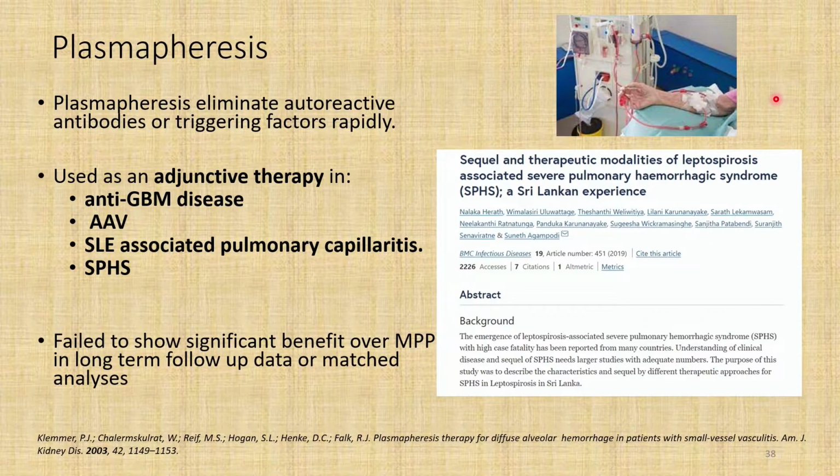A word on plasmapheresis, it eliminates the autopathogenic antibodies, and usually it is used in specific instances like anti-GBM disease, ANCA vasculitis, and SLE, and like we know in leptospirosis with severe hemorrhages. And it is important to know that it's only an adjunctive therapy, right? So this is a study done in the teaching hospital Karapitiya with severe leptospirosis hemorrhagic syndrome, and we had promising results.